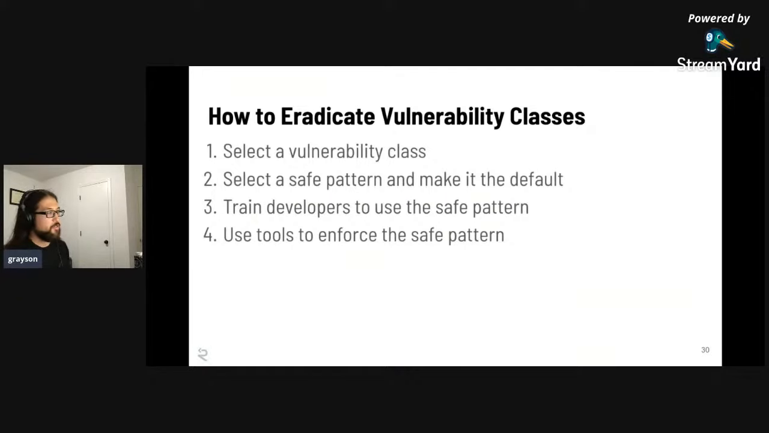The first step is that you have to pick one. You have to pick a vulnerability class to target. The second step is to identify your safe patterns and make it default. The third is to train developers to use the safe pattern. And then the fourth step is to use tools to enforce the safe pattern.